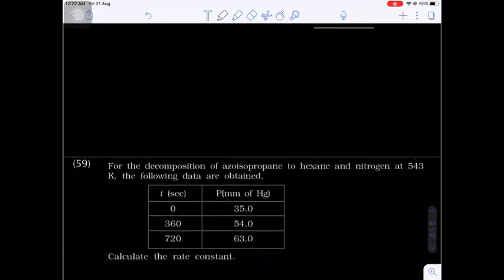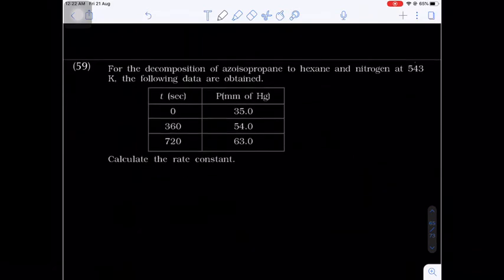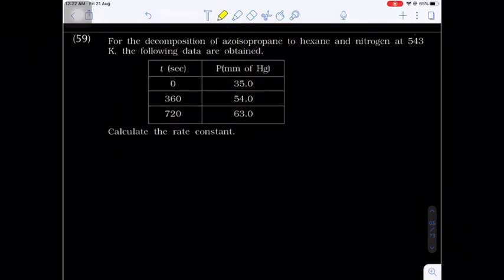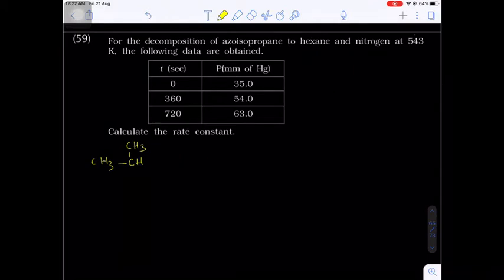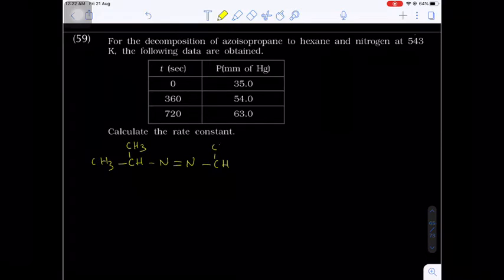Now come to question number 59. In this question, for the decomposition of azo-isopropane to hexane and dinitrogen at 543 Kelvin, the following data is obtained. Time taken is given and partial pressure is given. Calculate the rate constant. Now what is azo-isopropane? CH3 taken twice, CH, N double bond N, again CH, CH3 twice. This is called azo-isopropane.